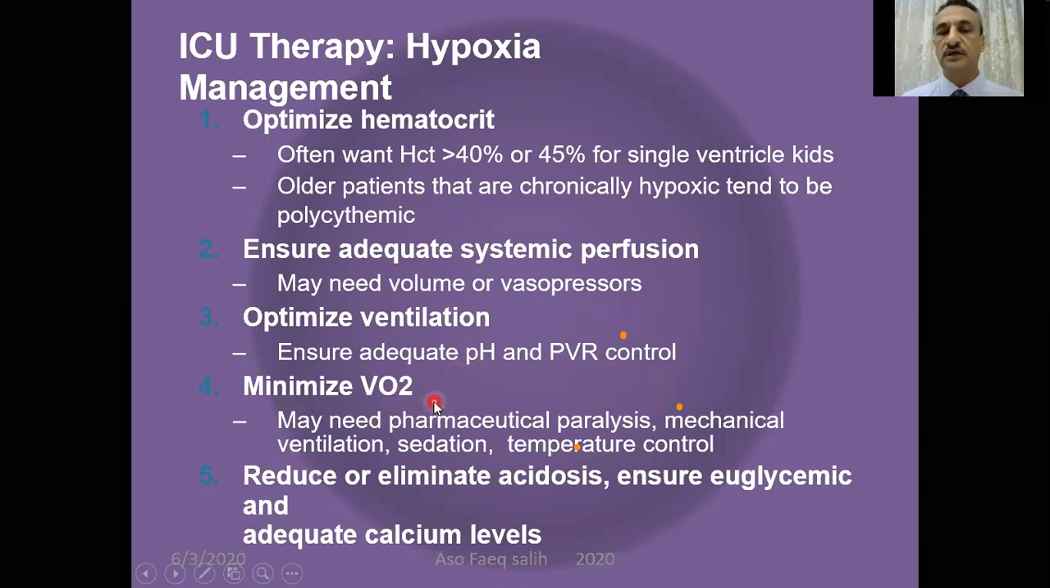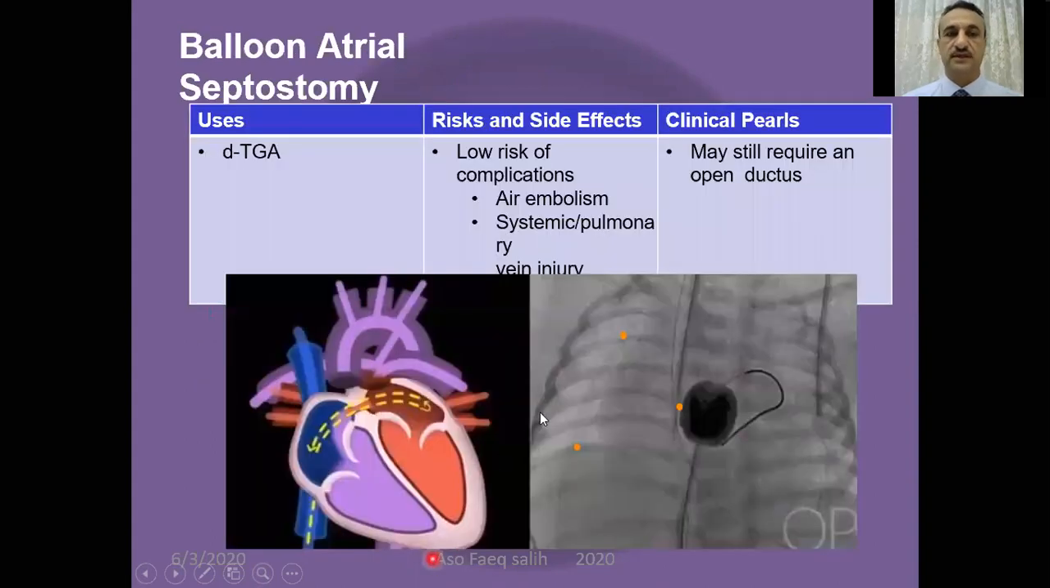How do you minimize VO2? By decreasing activity. You may need to paralyze your patient or put them on mechanical ventilation, or sedate your patient, or control temperature by decreasing metabolism and decreasing saturation. Then reduce or eliminate acidosis, and control glucose and calcium. In some cases, you may need to do an intervention as we are doing here. In transposition of great arteries, you need to make a hole. We do it with this kind of balloon, and we rupture this area, so we make more blood mix, and we keep the patient alive.